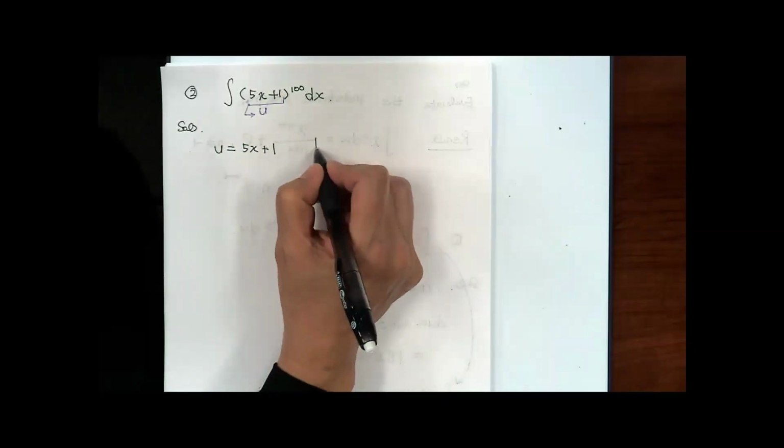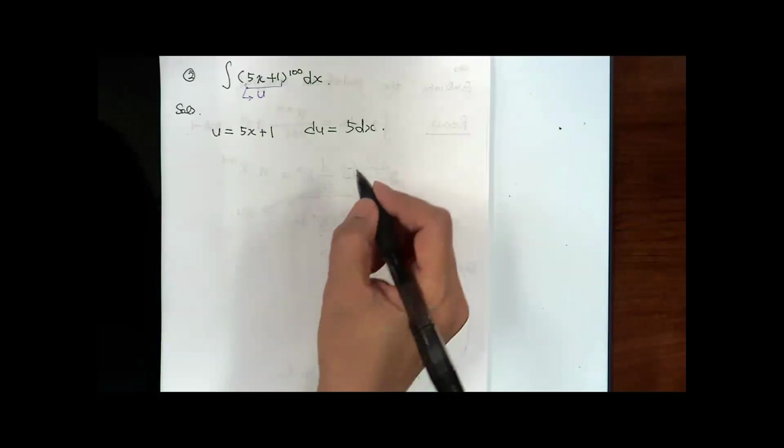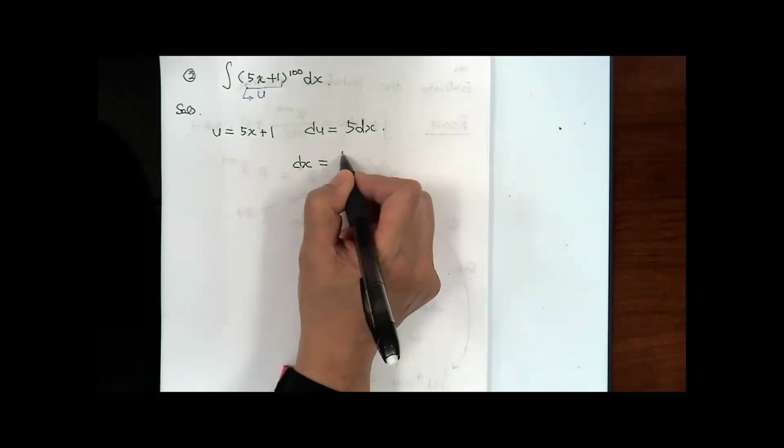The given function can be regarded as a power function whose exponent is 100, and this is an inner function, so we will regard this one as u. Let's write u equals 5x plus 1, then du will be 5 dx. When we look at the integral, there is no other number outside of 5x plus 1 to the 100th power. We can see only dx, so we will solve for dx. So dx equals 1 over 5 du.